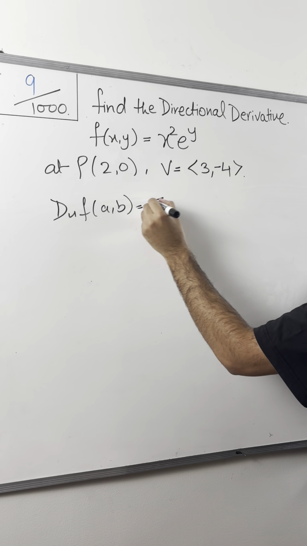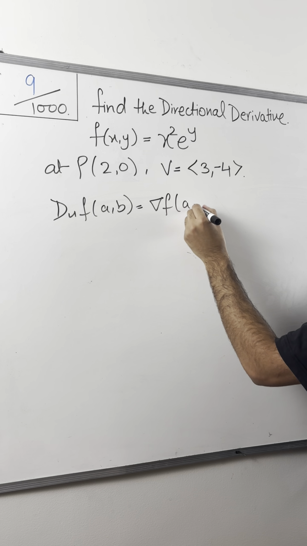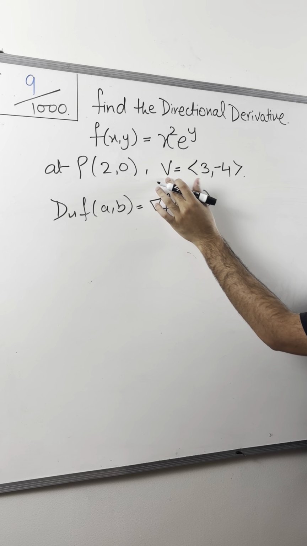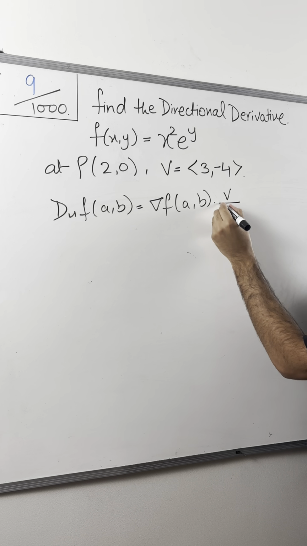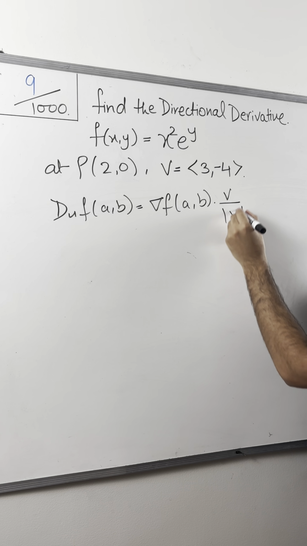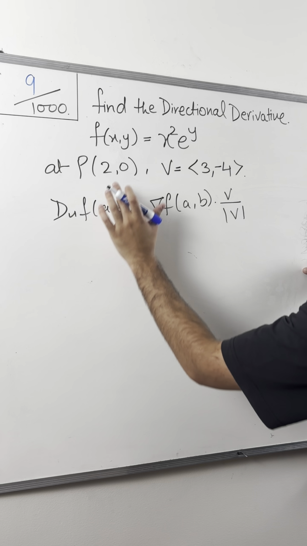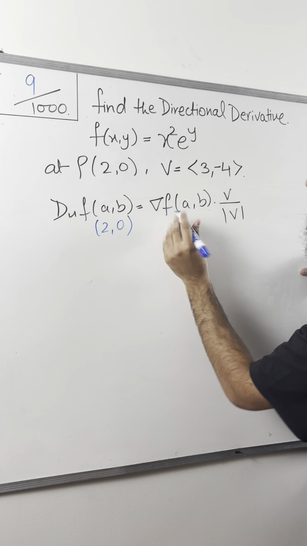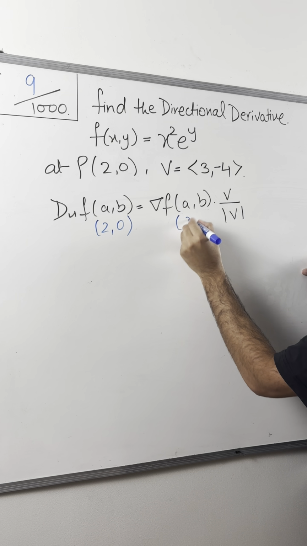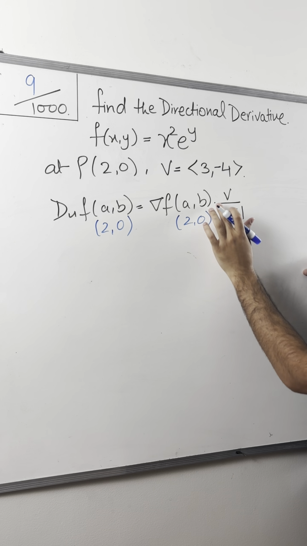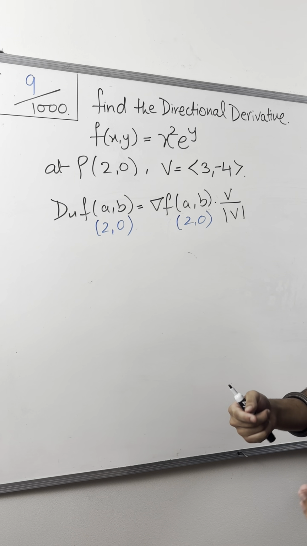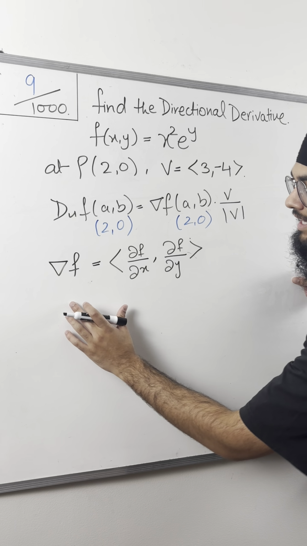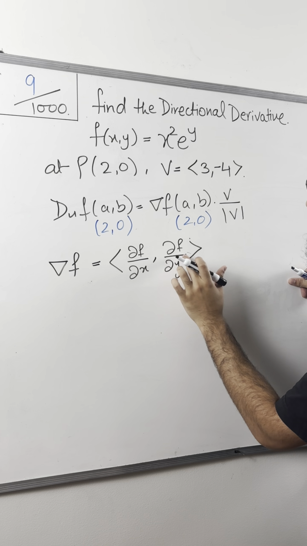The directional derivative of a function at any given point (a, b) is given as the dot product of the gradient of the function at (a, b) and the unit direction vector, which is given as the vector divided by the magnitude of the vector. So to find the directional derivative at point (2, 0), we need to find the gradient of the function at (2, 0) and find its dot product with the unit direction vector. The gradient of a function is given as the partial of x, partial of y.